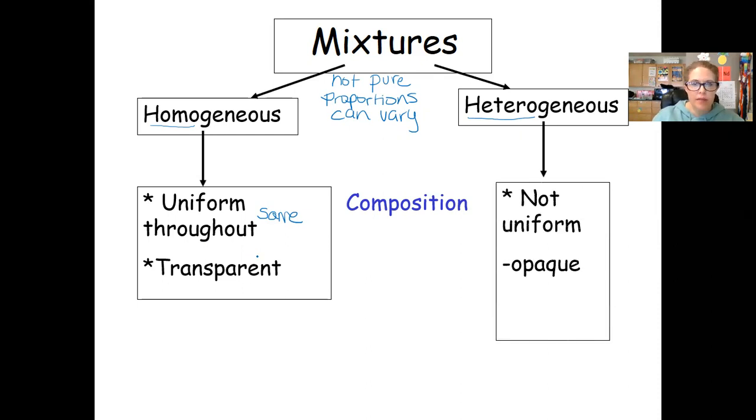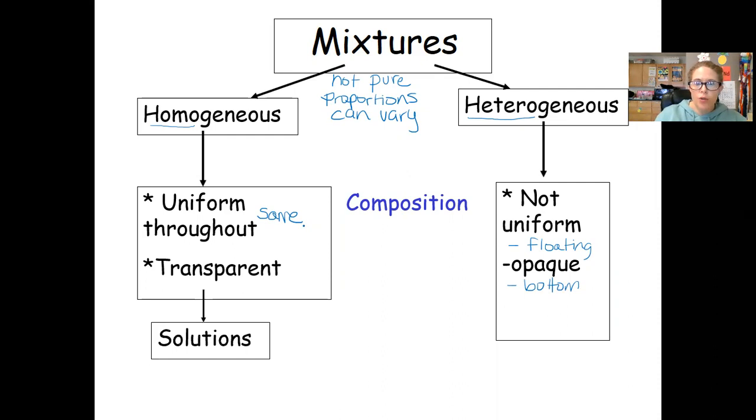So now the opposite of that is going to be heterogeneous, right? Which means different. That means it's not uniform. It's going to be opaque, or you might see stuff kind of floating in there, or maybe settling to the bottom, right? So you're going to see solids floating around in a liquid. So it's not uniform. It's going to be different composition throughout.